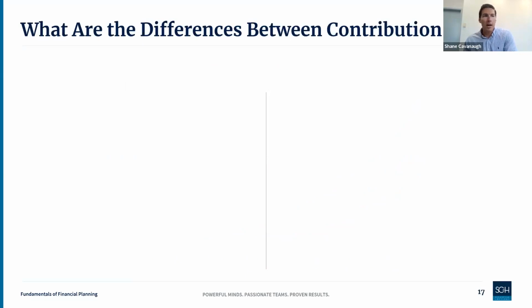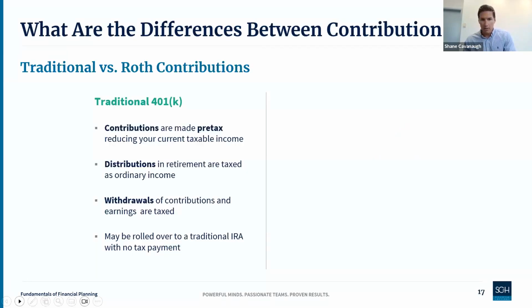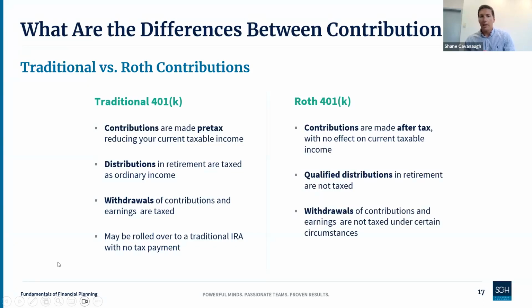So we talked a little bit about the different contribution types, and I know this is a big question for a lot of folks that are starting out: should I do traditional? Should I do Roth? Where should my money go, right? What type of contribution should I make? So really quick, I'll just populate the whole screen here so you guys can run through this with me. But the main difference is when you get the tax benefit between your traditional and your Roth 401k or IRA contributions.